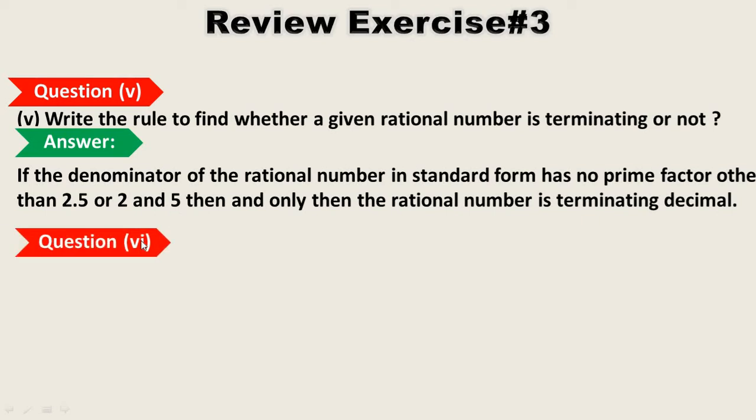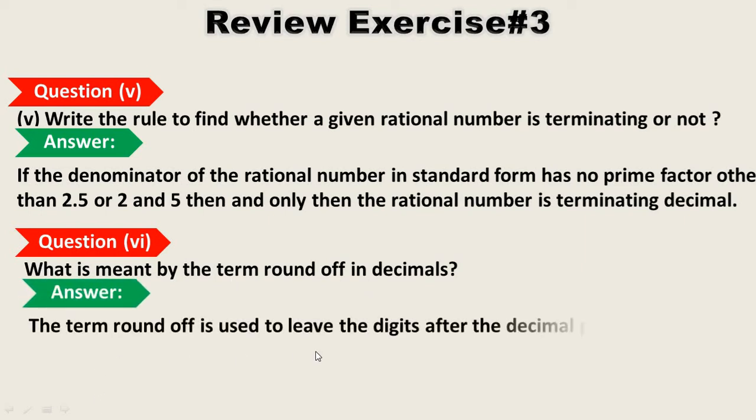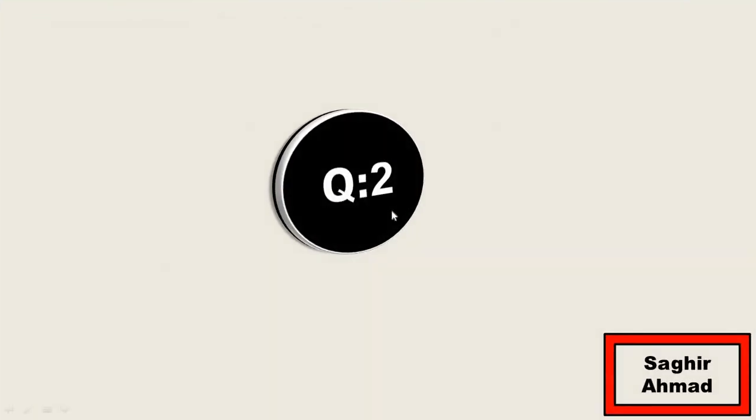Now its part number 6 is what is meant by the term round off in decimal. Its answer is the term round off is used to leave the digit after the decimal point. Now question number 2.